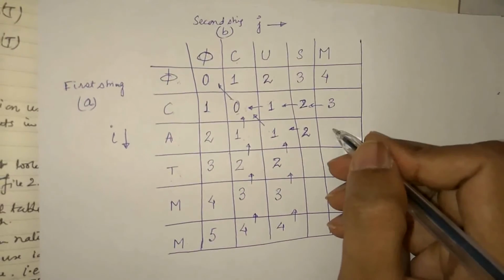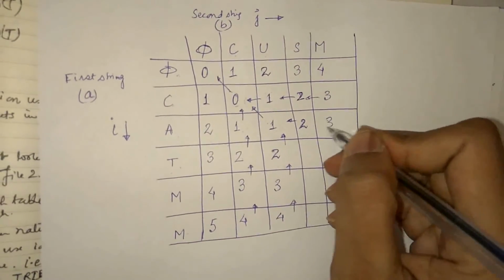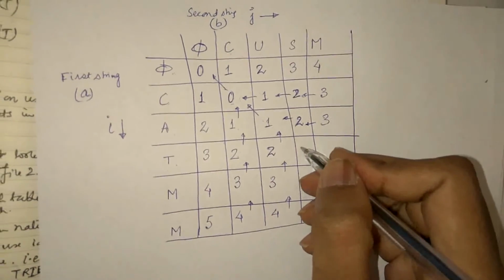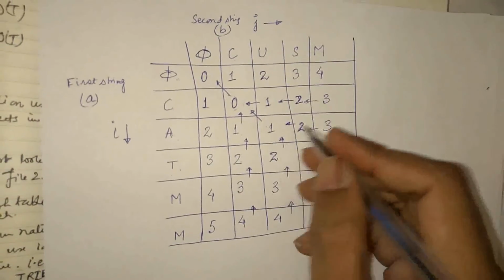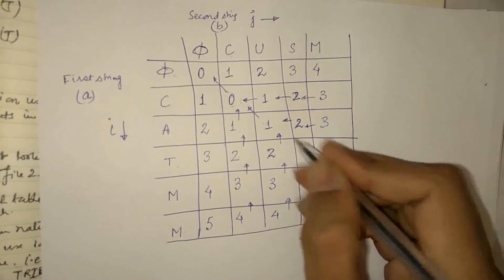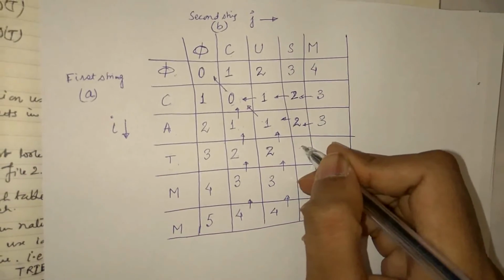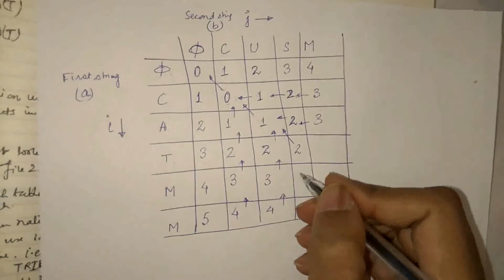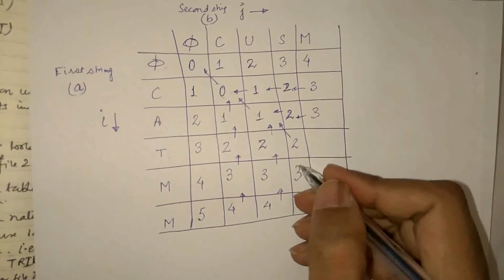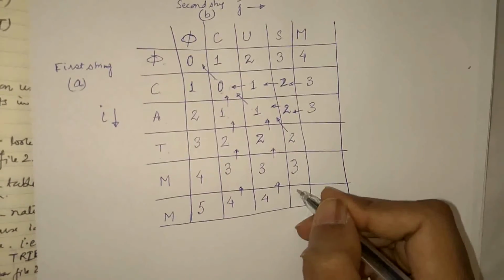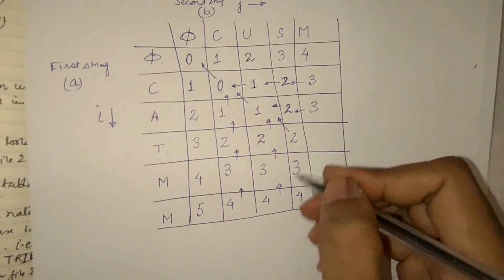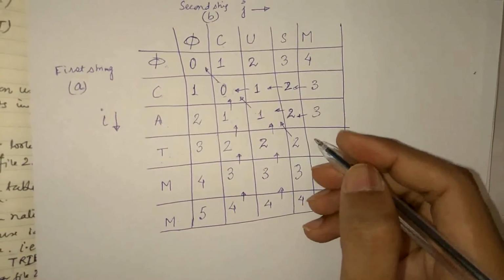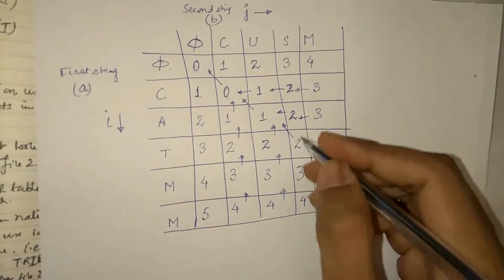Similarly, this is not a match, so this will be 3, an insertion. This will be S and T, which is not a match. Minimum of these 3, this is 1, so this will be 2, taking from here. Match, 3. This will be 4. Minimum of these 3, right? Here it is the minimum of these 3 plus 3.